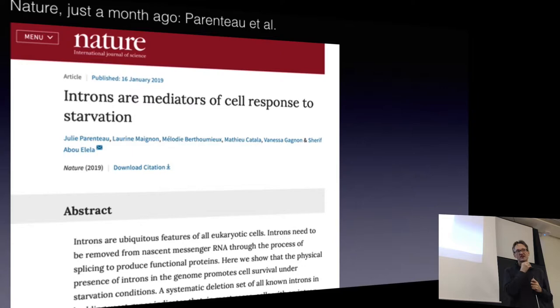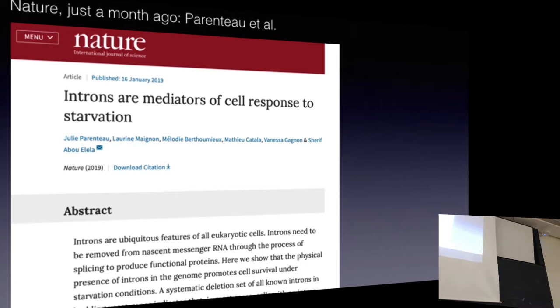And what they showed here is that by doing fairly simple experiments and trying to cut out the introns, they can show that the organisms are no longer able to respond as well to starvation. And I'm sure that this is not the last story of it, but just to show that the cool thing with all of these things is not that it happened recently, it's happening as we speak. There's literally a paper that's 4 weeks old.